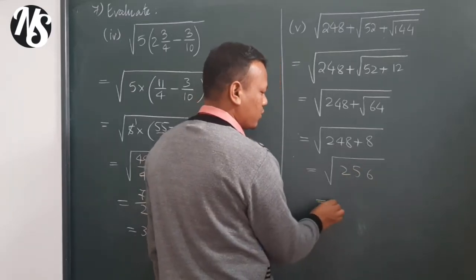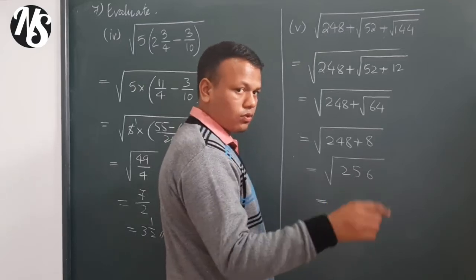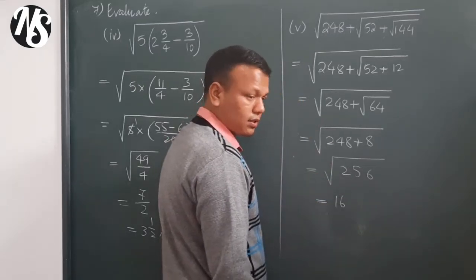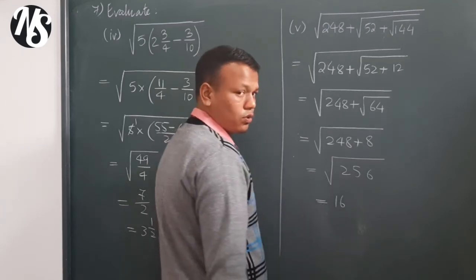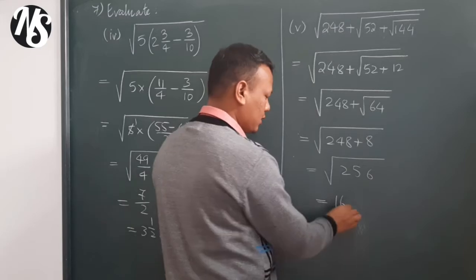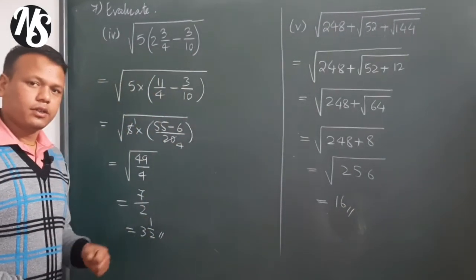Now again, if I ask you what is the square root of 256, you see the list, you will find that it will be 16, because 16 square is 256. So that's why the square root of 256 will be 16. Okay, so these are your answers. Pause the video and do the needful.